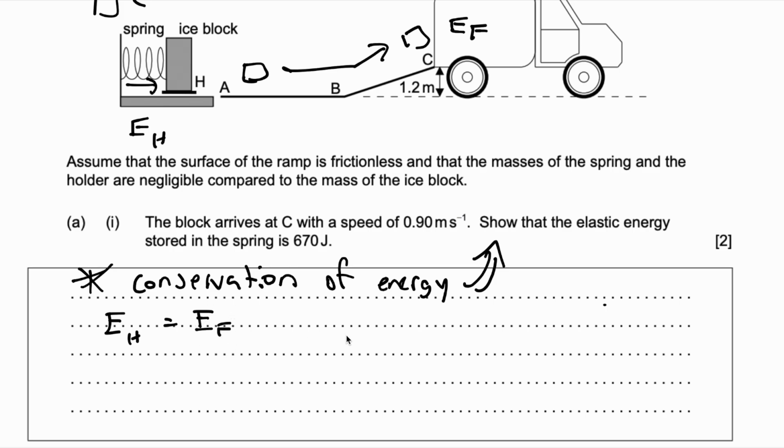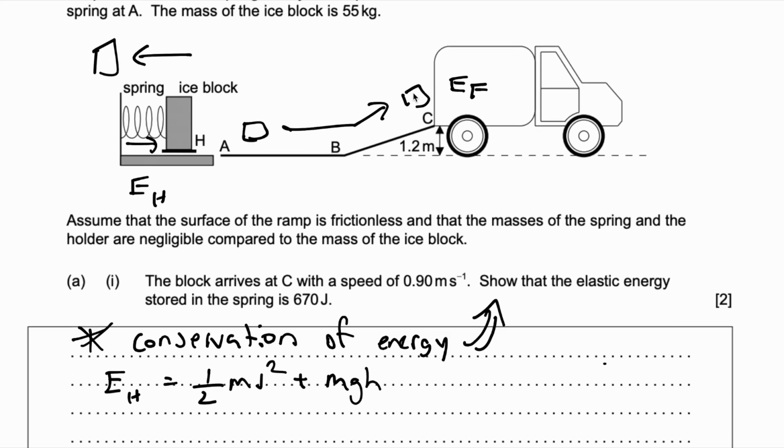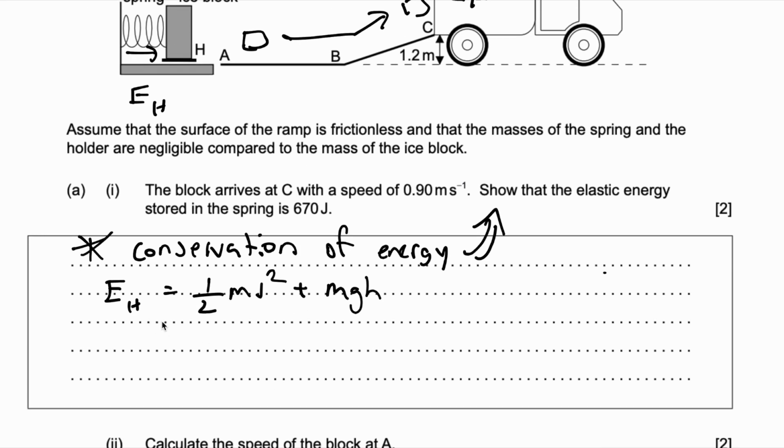But rather than EF, what exactly is EF comprised of? It is comprised of a kinetic and a potential energy. So it's comprised of half mv squared plus mgh, because at this utmost position the block does have some velocity. It's not at rest. So it has a kinetic energy, but it also is at an elevation above the ground level. That means it also has a potential energy. So these two energies together, the total energy, will be equal to the elastic energy.